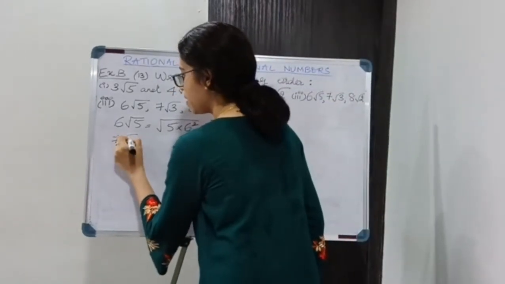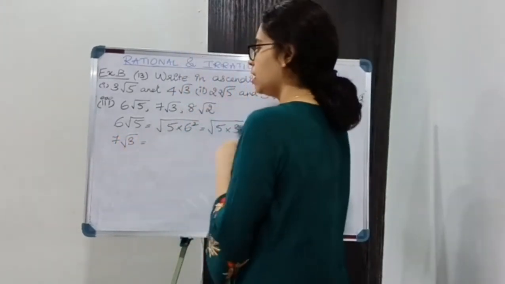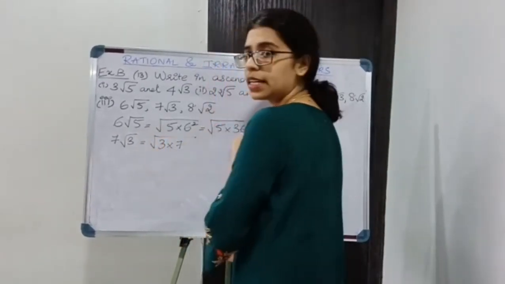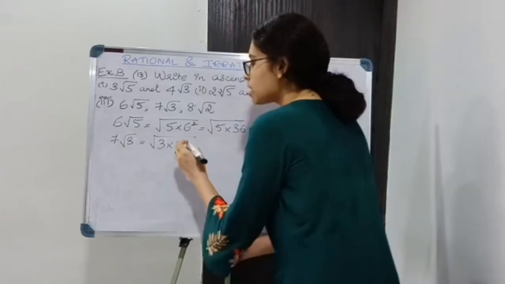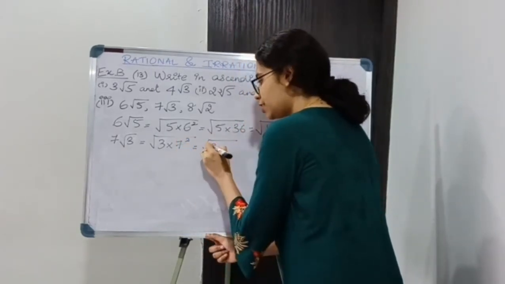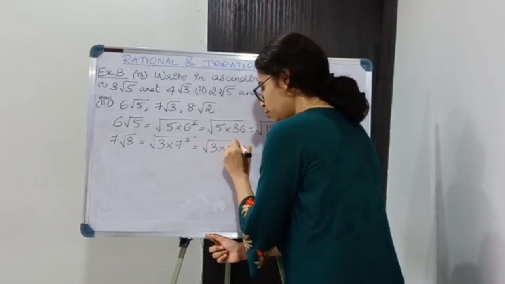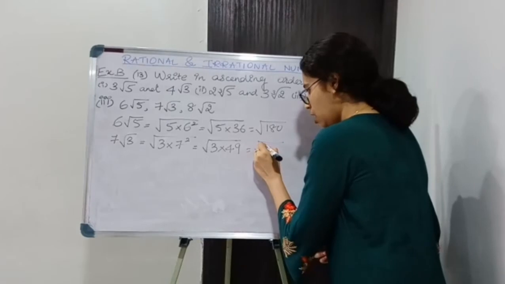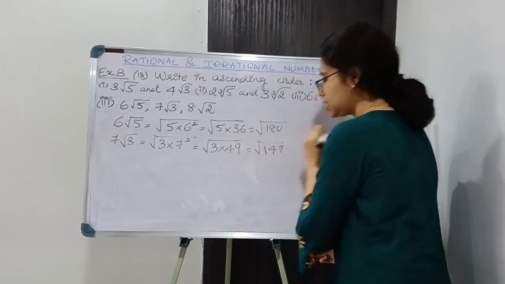Next number is 7 root 3. First step is to shift the number inside. Second immediate step is to change its power. Now we'll solve it. 3 into 49. This gives 147.